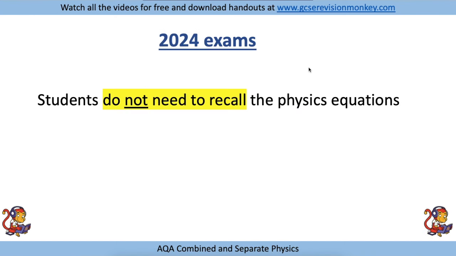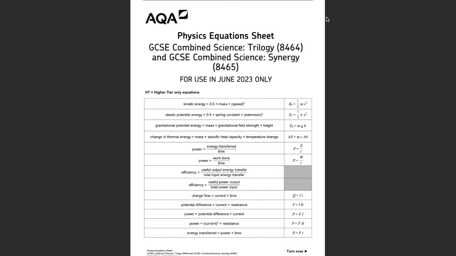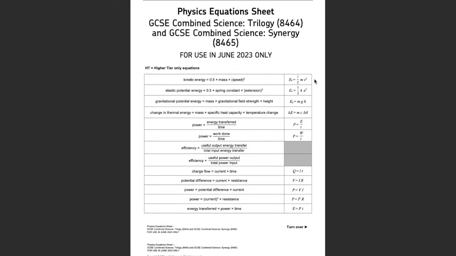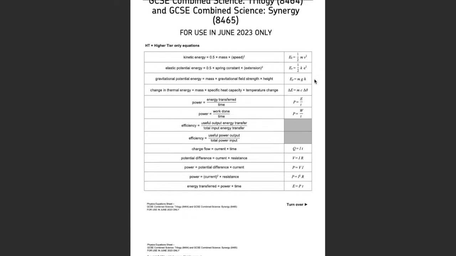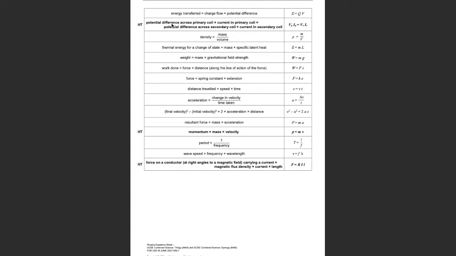As you are all probably aware, you do not need to recall the physics equations. This is what the equation sheet will look like, and it will have all of the equations on there for you. And in bold and HT next to it are the ones for higher tier only. So if you're doing the foundation paper, you must ignore these ones in bold.